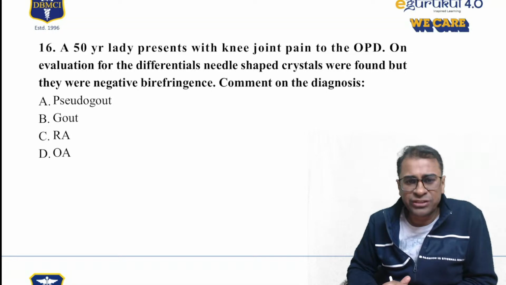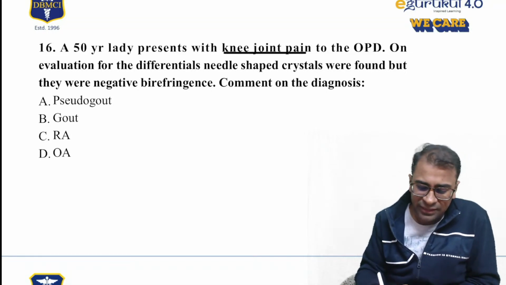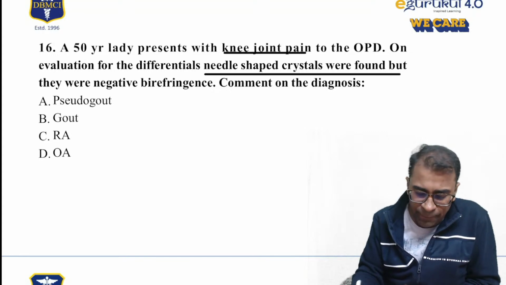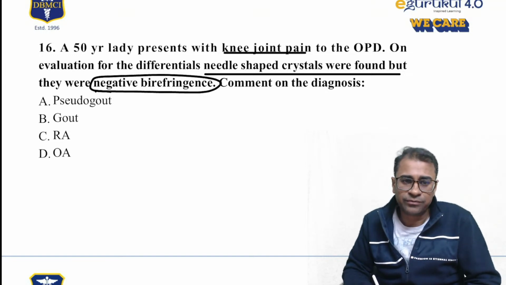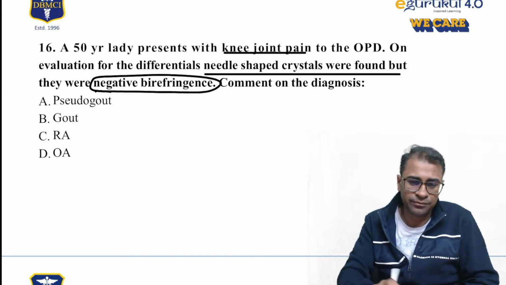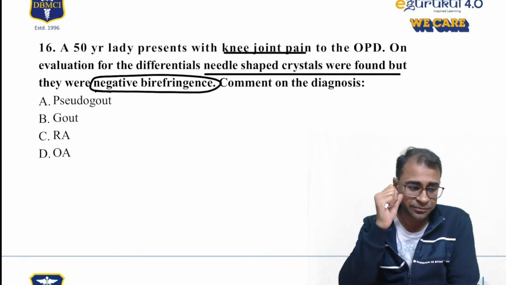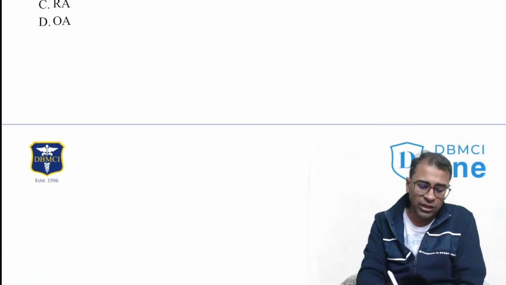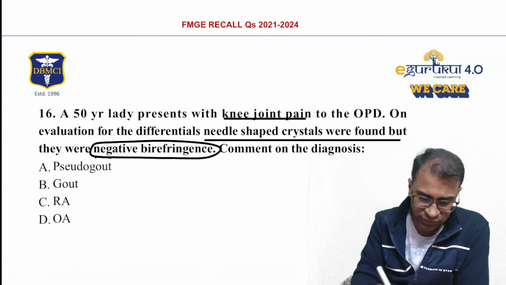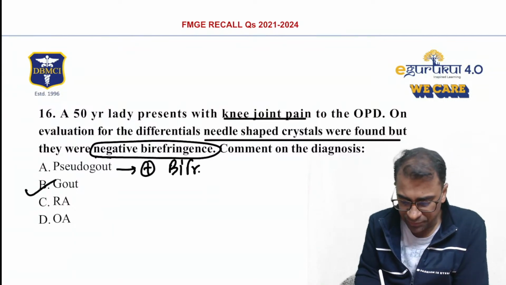A 50-year-old patient presents with knee joint pain to the OPD. Needle-shaped crystals were found, but they were negatively birefringent. क्या होगा ये? Negative birefringent. What is it? बोलो. Yes, gout. Why? Because pseudogout is positive birefringent. Okay, this is positive birefringent. Do you remember this?